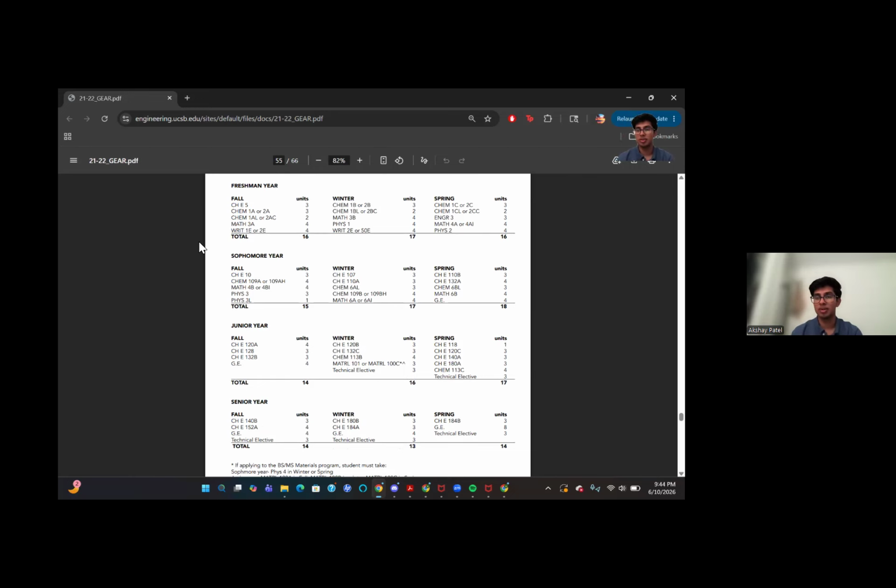Okay, so here's how your curriculum would look. Your freshman year, you're going to go through your general chemistry. What does that tell you? Your general chemistry is going to introduce you to chemicals. And then your chemical engineering 5, that's going to introduce you to the engineering framework that you're going to have to think about through your degree.